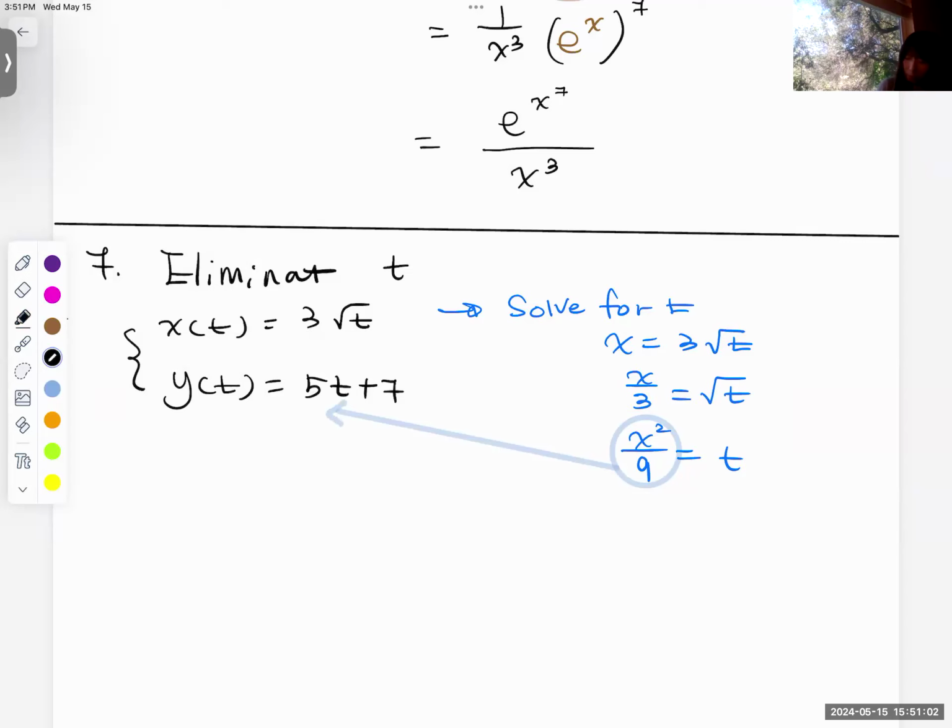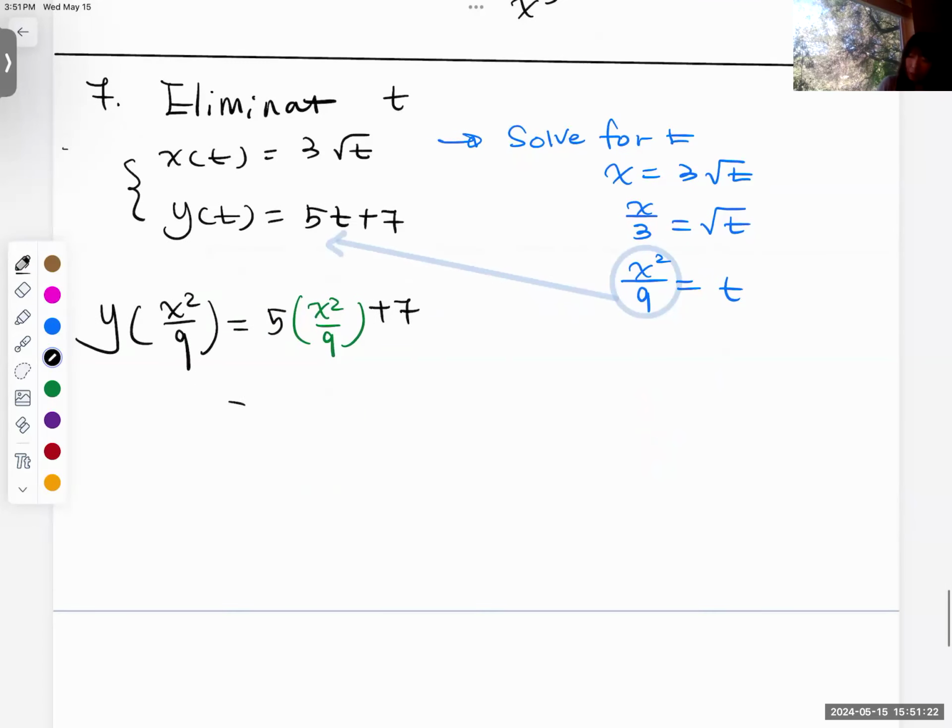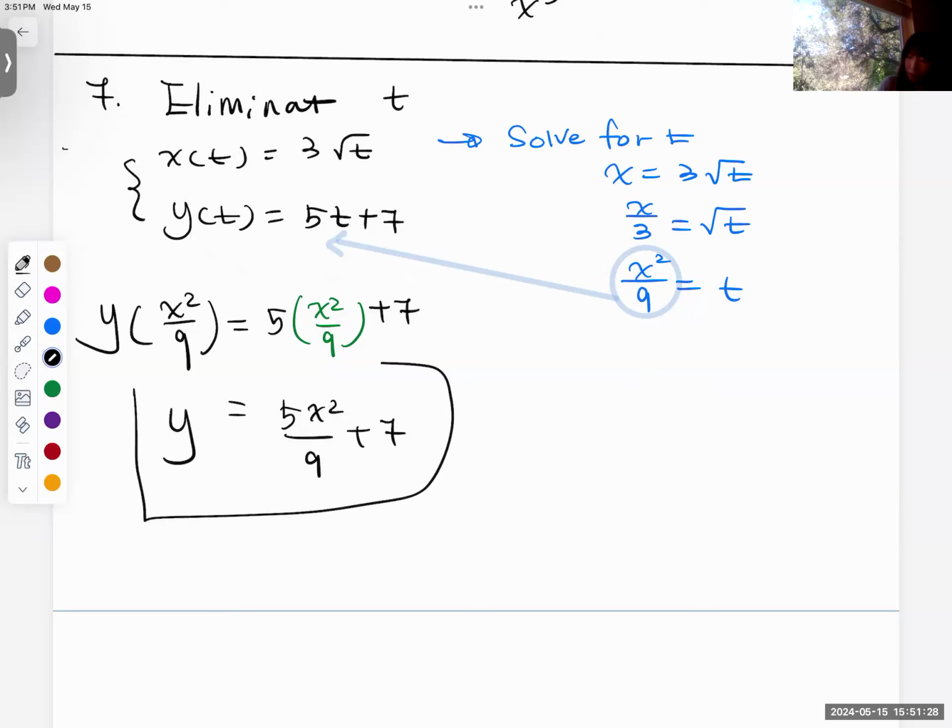So there will be y of x squared over 9 equal to 5 times x squared over 9 plus 7. That will be 5x squared over 9 plus 7. That is the y. That is the answer.